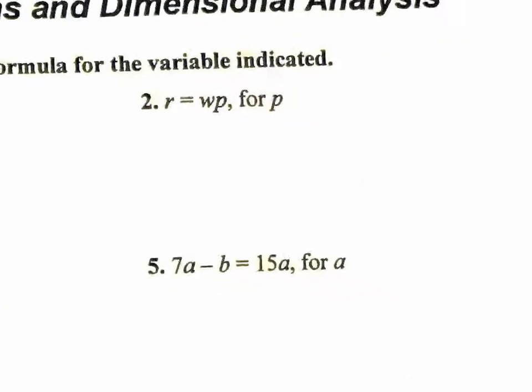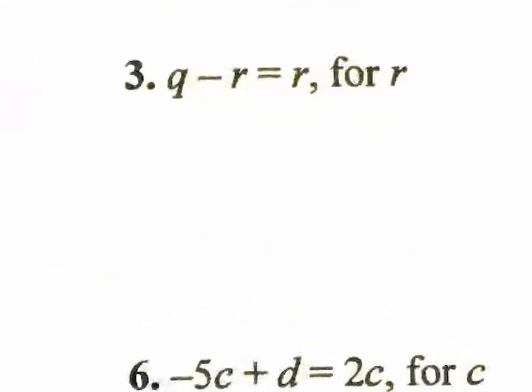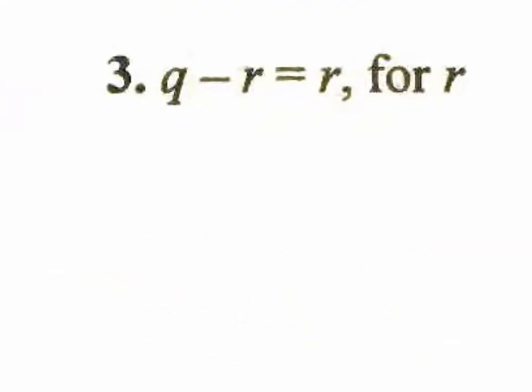Let's move on. Let me skip around here. Let me go to number 3 here. They want us to solve for r. Now r, you want to get by itself on one side of the equal sign. The problem is, is it on the left side of the equal sign or the right side of the equal sign? It's on both. Right? You have an r here and an r here. There's r's on both sides of the equal sign. So you don't want it on both sides. You want it on one side only.